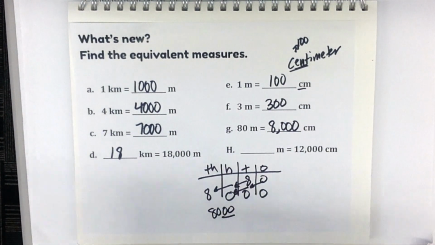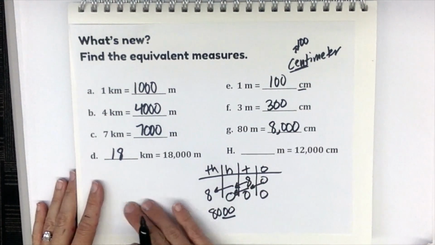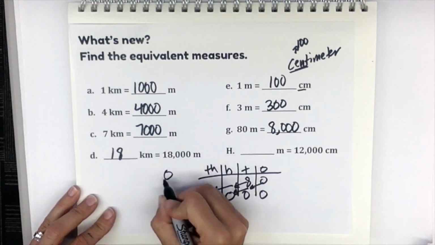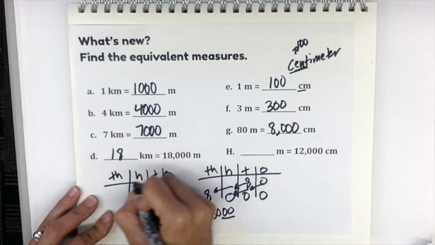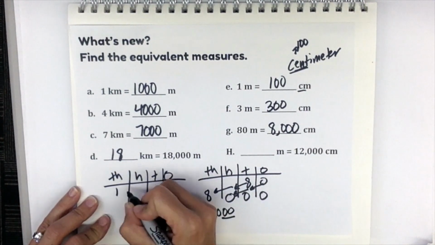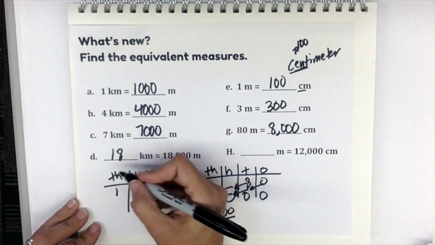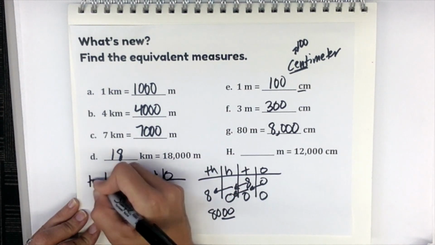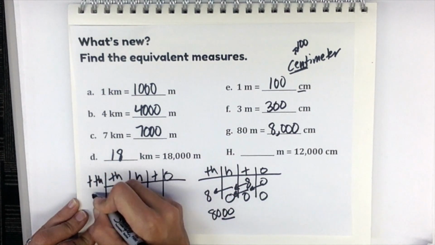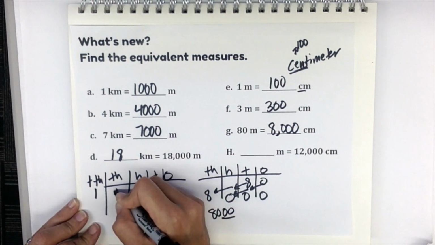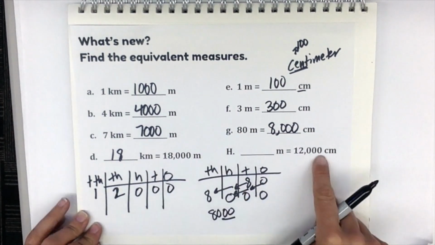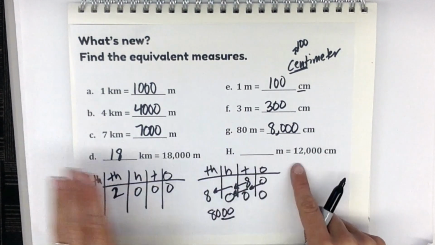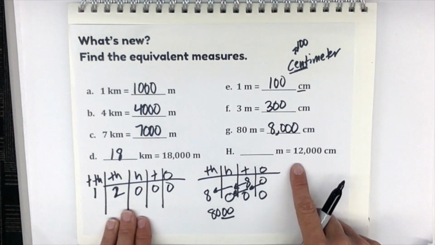12,000 centimeters to meters. So now we're going the other direction. I'm going to use this space over here. So I have my ones, my tens, my hundreds, and my thousands. Okay? So we have 12. Well, I have to add my 10,000s. So we have 1 10,000, 2,000, 0, 0, 0. So we're just placing it on our place value chart.